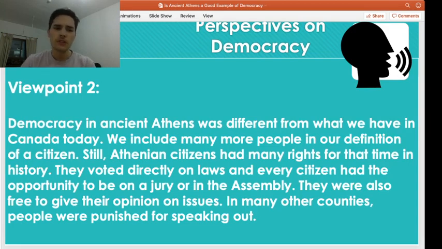Viewpoint number 2: Democracy in ancient Athens was different from what we have in Canada today, or any democratic society. It doesn't have to be Canada. We include many more people in our definition of a citizen.